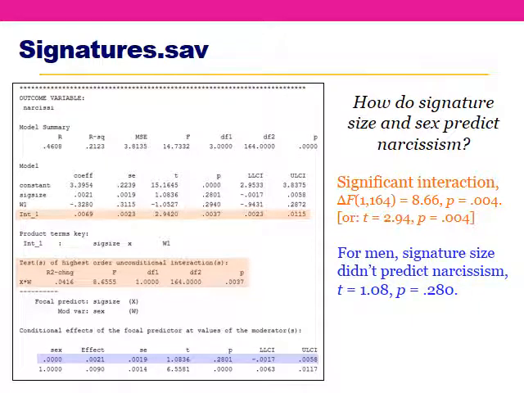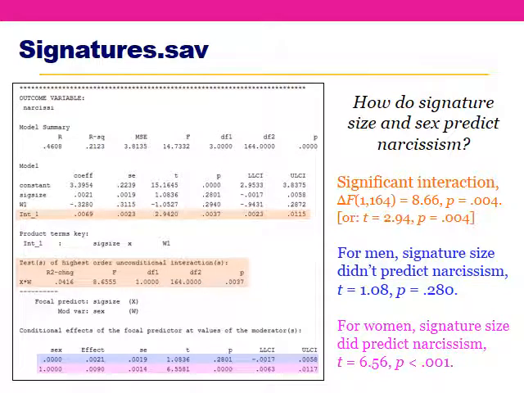Now, instead of getting a traditional simple slopes analysis, what process does for us is it automatically splits the file, and it gives us one test for just men and one test for just women. So the tricky thing here is we have to make sure we know how this variable is coded, right? So 0 in this case is male, 1 in this case is female. So for men, sex equals 0, there was not a significant relationship between signature size and narcissism, but for women, there was a significant positive relationship between signature size and narcissism. Women with larger signatures tended to have higher levels of narcissism.